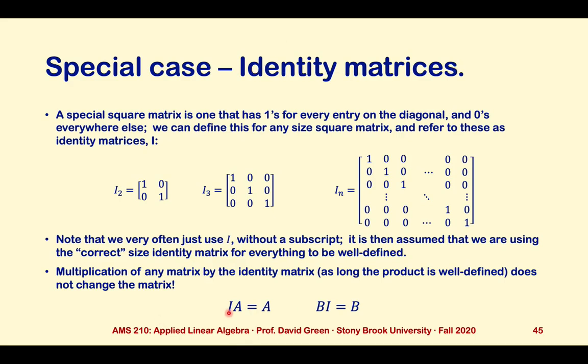The identity matrix behaves like the scalar 1. You multiply 1 by something, you get the same answer. You multiply a matrix by I, you get the same thing. Right? The number 1 is sometimes referred to as the multiplicative identity for scalars. The identity matrix is the multiplicative identity for matrix multiplication.